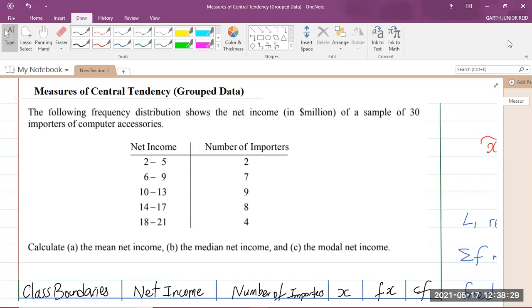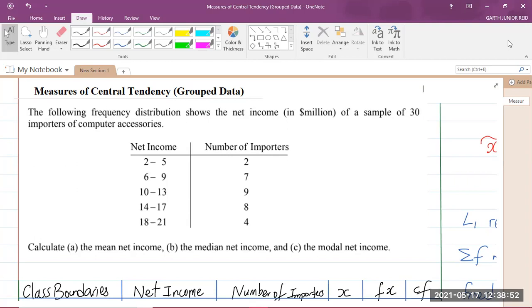I'm focusing on Module 1, that is collecting and describing data. I'll be looking at the data analysis part, and we're looking at measures of central tendency for grouped data. So I'll be calculating mean, median, and mode for grouped data in this example.